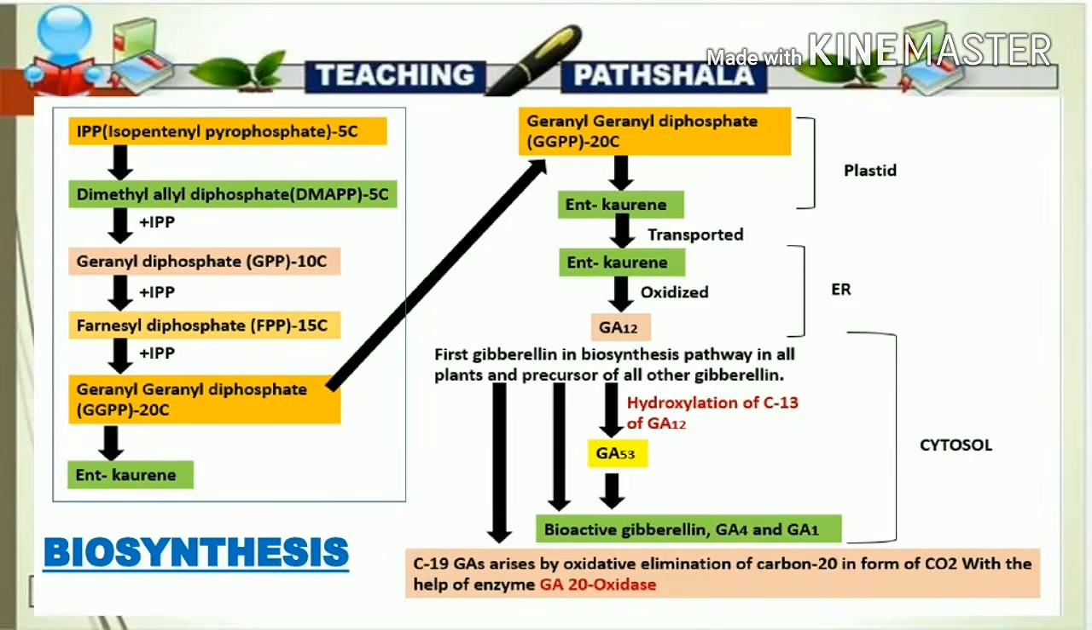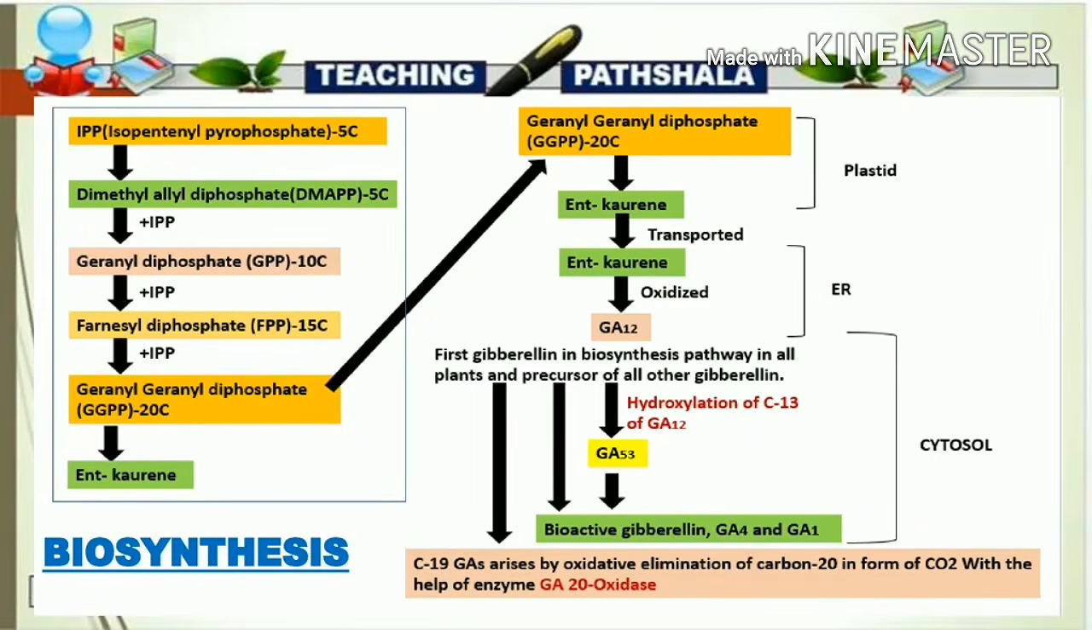It starts with isopentenyl pyrophosphate, which is an isoprenoid unit. IPP is a 5 carbon compound, and after that it isomerizes into dimethylallyl diphosphate. In short form we call it DMAPP, and again it is a 5 carbon compound. Then there is the addition of one more isoprenoid unit, that is IPP, and finally there is the generation of geranyl diphosphate, known as GPP in short form, and this is a 10 carbon compound.